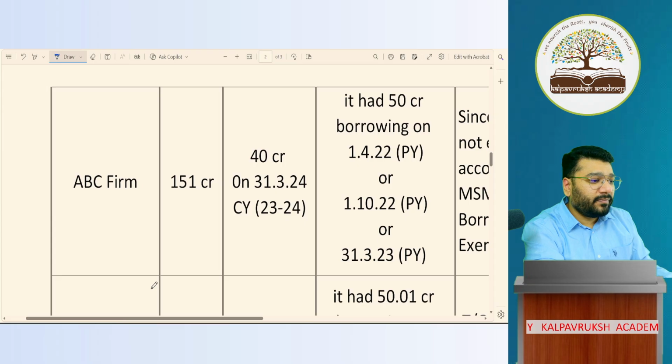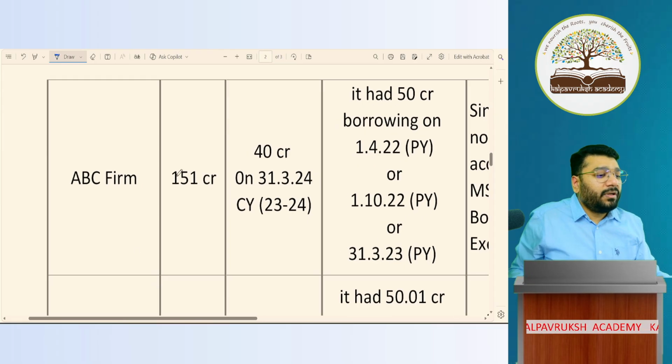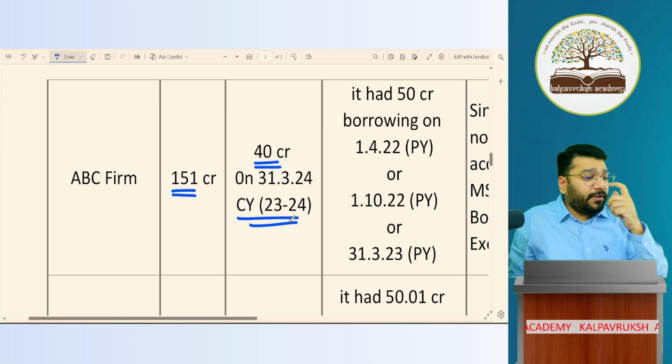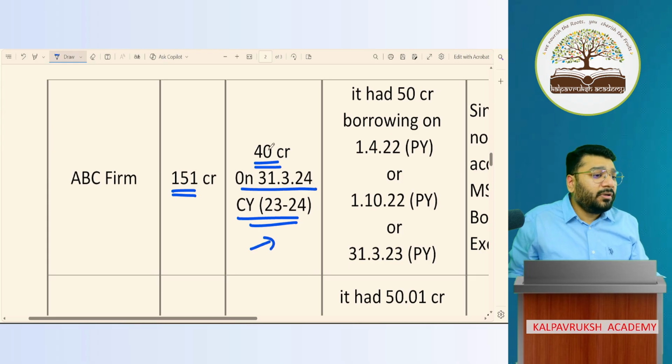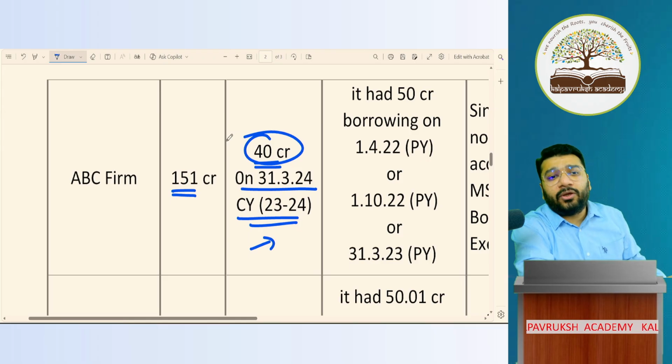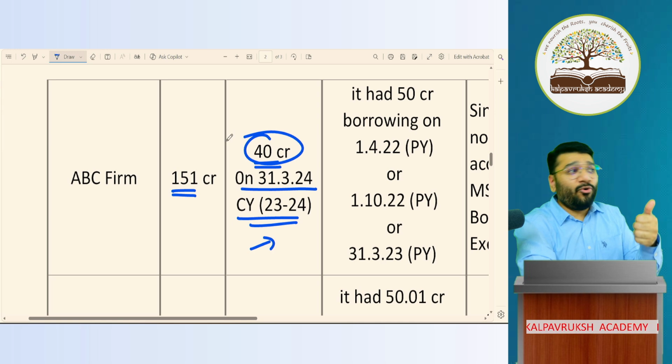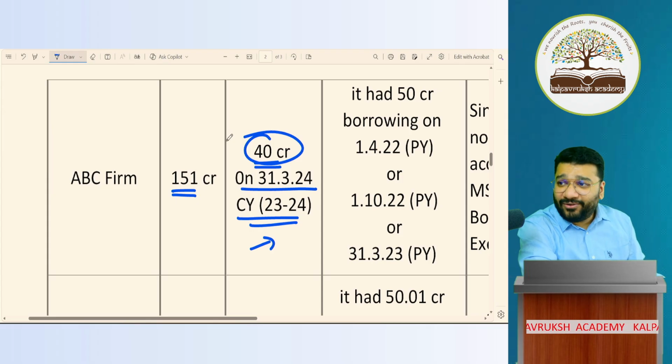Now, ABC firm, turnover 151 crore. 40 crore is borrowing of current year 23-24. 31st March 2024 is a part of current year 23-24. Borrowing is less than 50 crore. Okay, not okay? Why, Yalini? Okay, Yalini is saying now okay, sir.